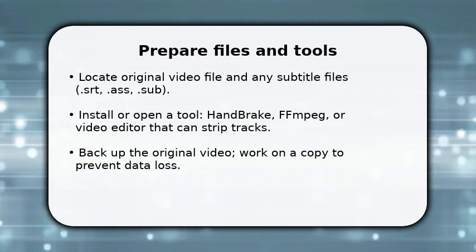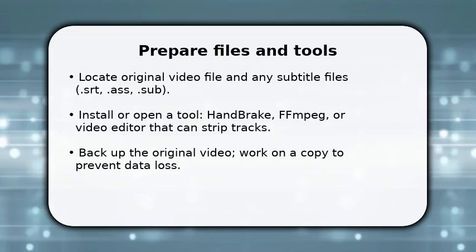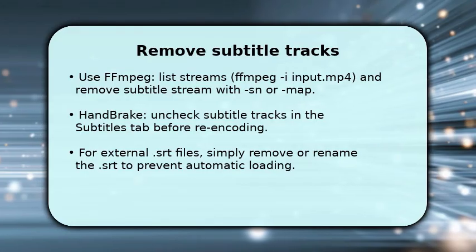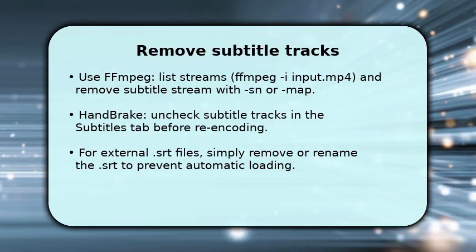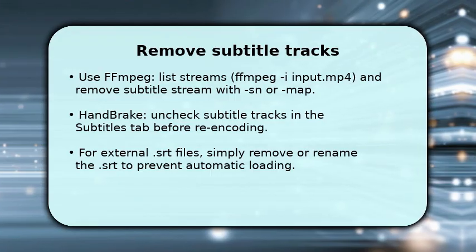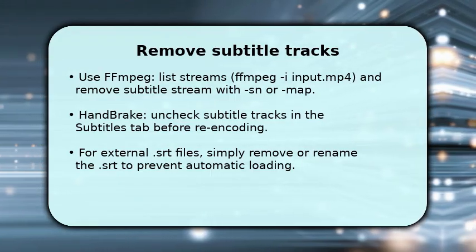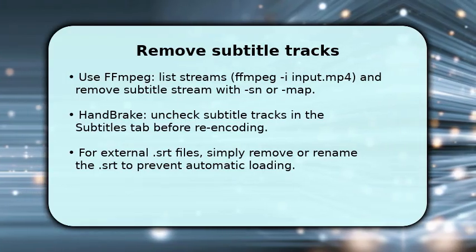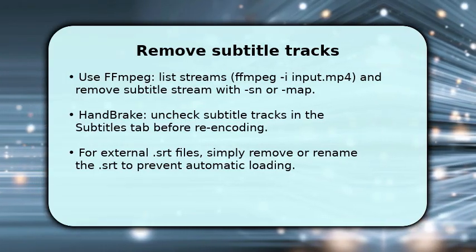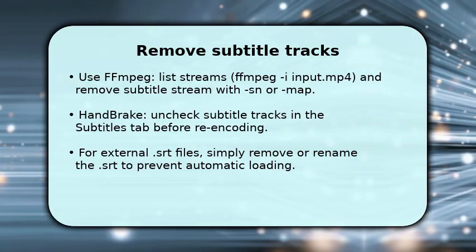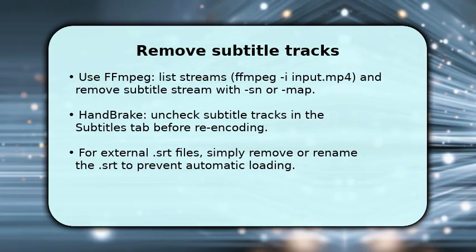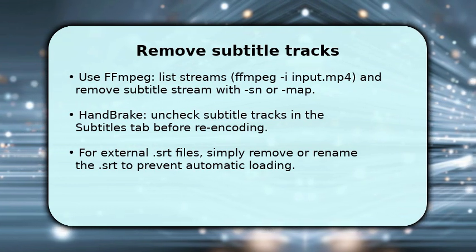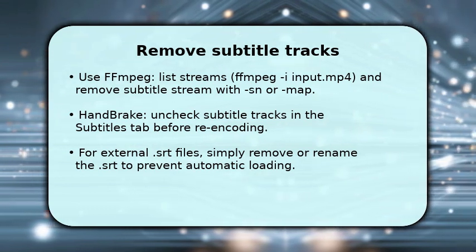You now remove soft subtitles by identifying streams. Run ffmpeg -i input.mp4 to see stream IDs, then remux with ffmpeg -i input.mp4 -map 0 -map -0:s -c copy output.mp4 to drop subtitle tracks without re-encoding. If you use Handbrake, uncheck any subtitle entries in the Subtitles tab and choose a preset, then start encoding. For external SRT files, deleting or renaming them stops players from loading subtitles automatically.